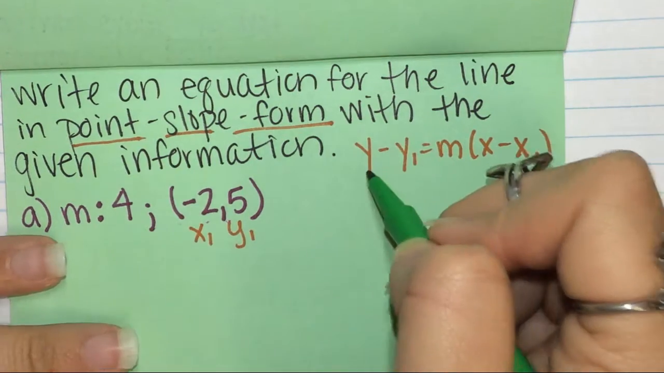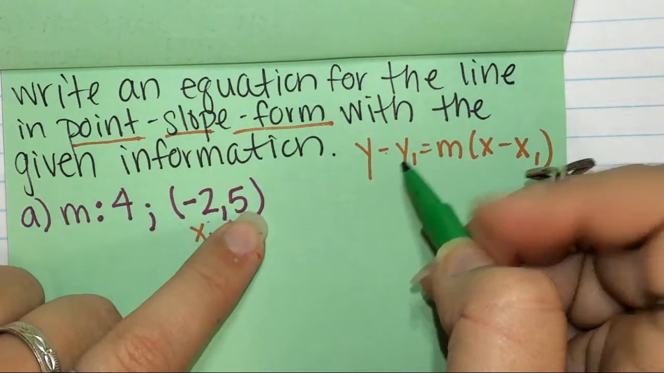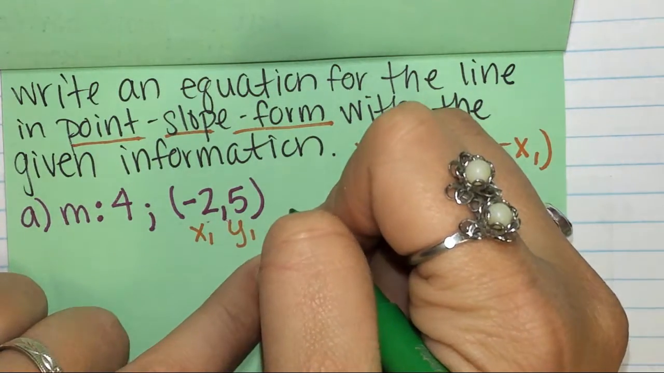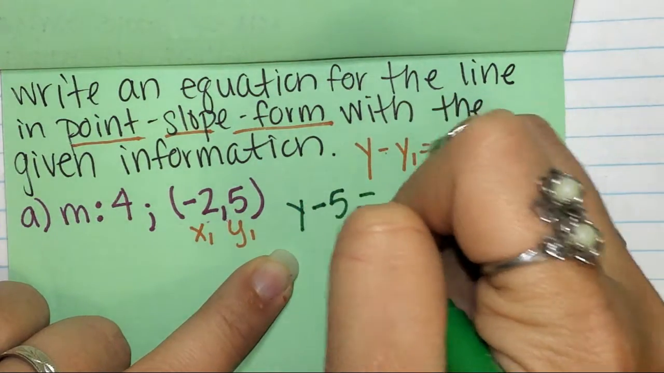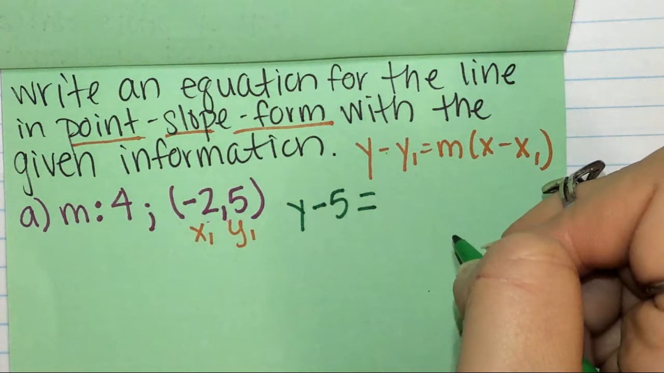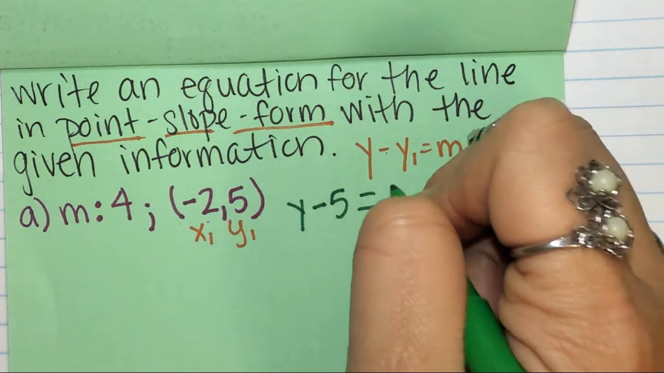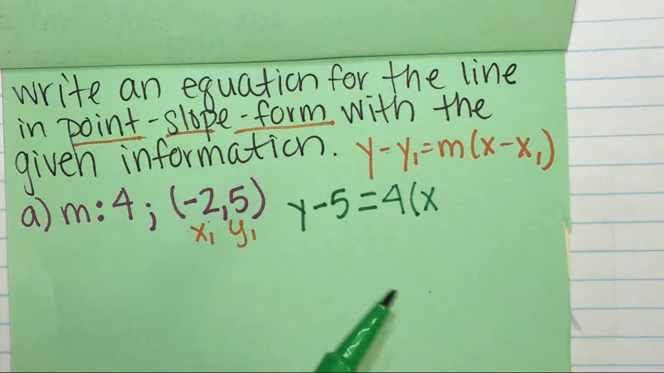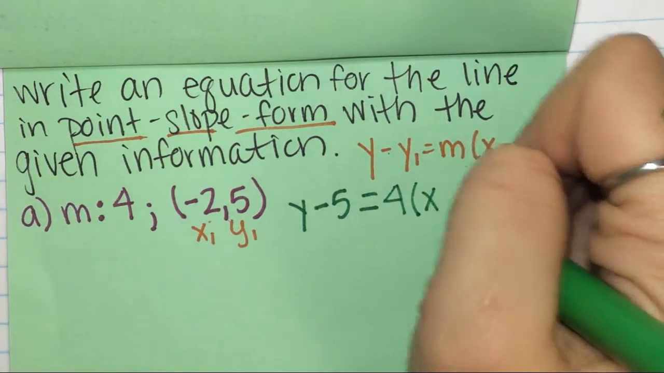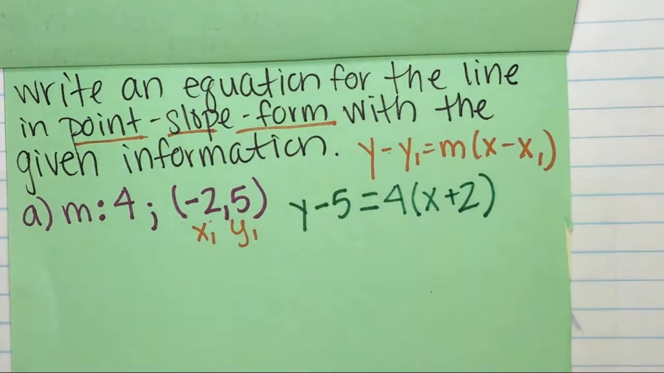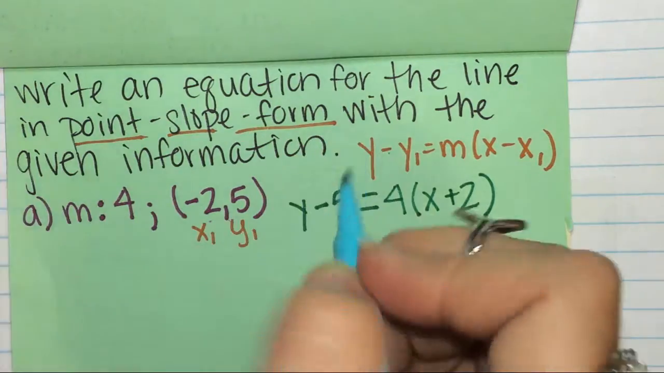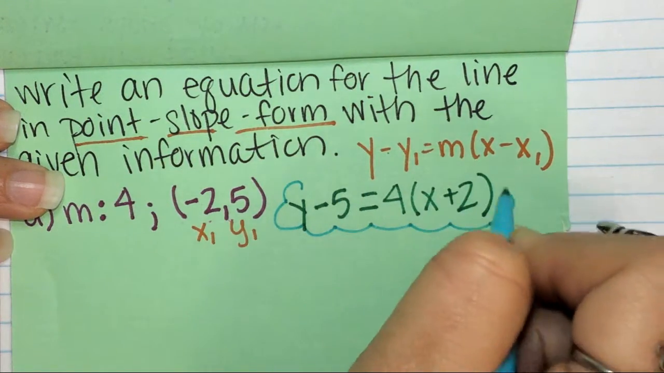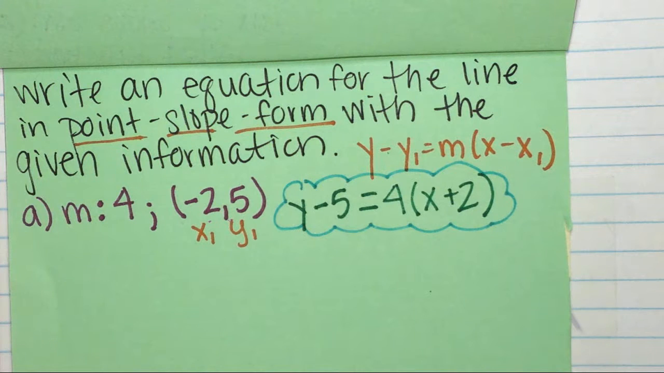Alright, so you say y minus y1. Well, what's our y1? 5, and it's positive 5. So you say y minus 5 equals. What's our m? 4 times x, and it's minus a negative 2. So instead of writing minus a negative, what do we write? Plus 2, and boom, you're done. Does anybody have any questions? Do you see where a plus and minus came from?